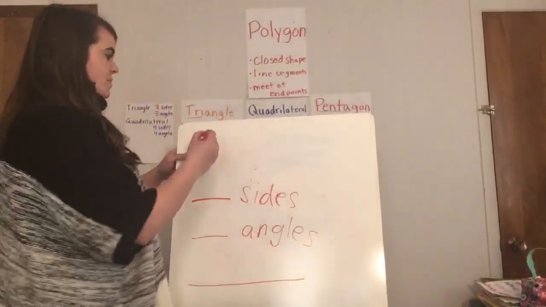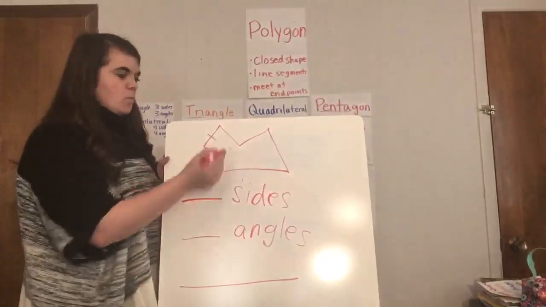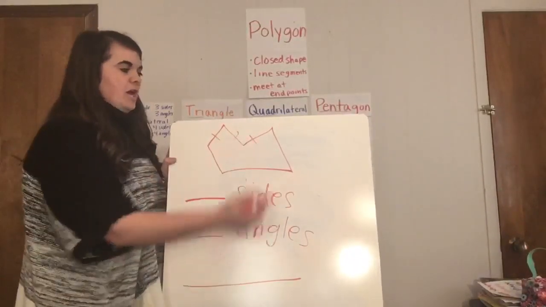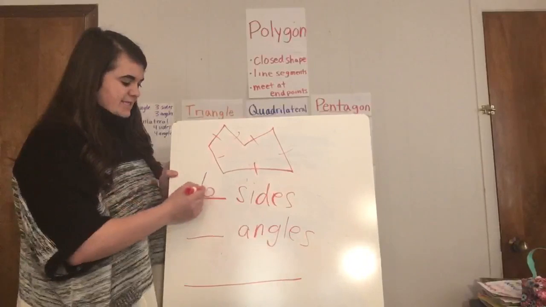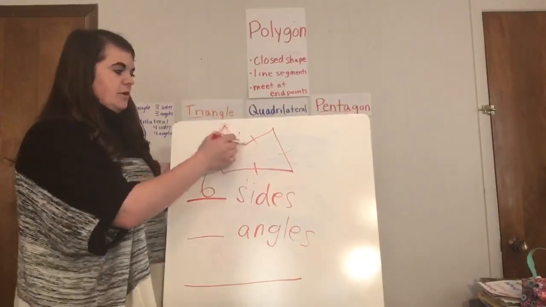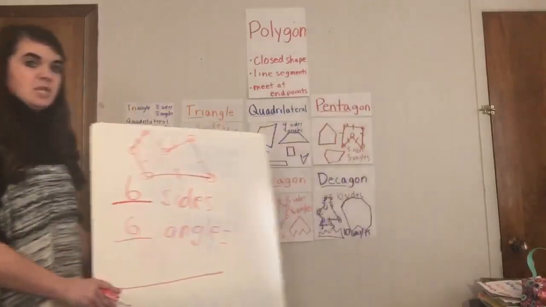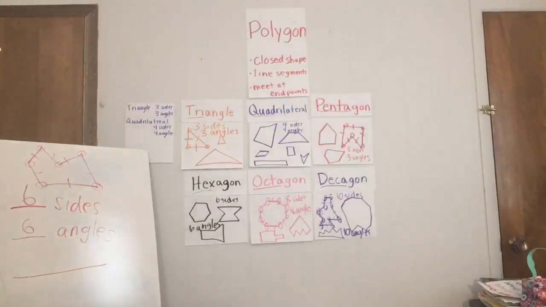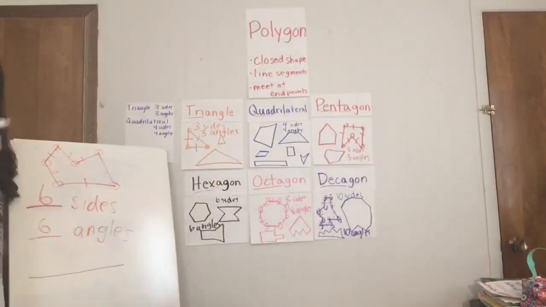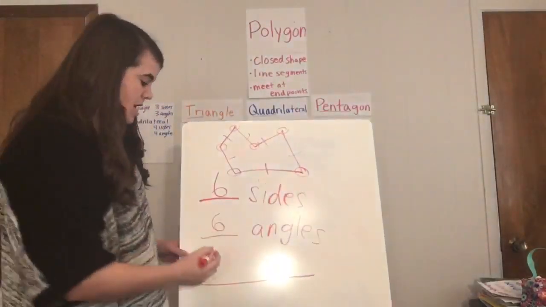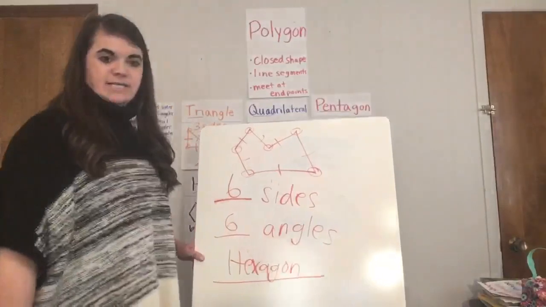Okay, so here's our shape. How many sides? Let's count it. 1, 2, 3, 4, 5, 6. How many sides? 6 sides. How many angles? Let's count them. 1, 2, 3, 4, 5, 6. How many angles? 6. Okay, let's look at our thing here. So if it has 6 sides and 6 angles, what shape is it? It'll help if you have these memorized. If you memorize them, that'll be even better. This is a hexagon. 6 sides, 6 angles.